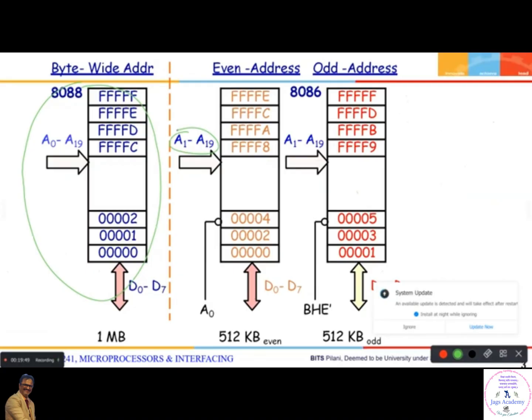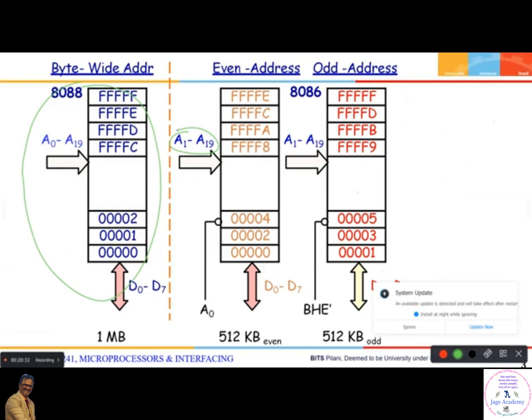To address 512 kilobytes, how many address lines are required? This chip size is 512 kilobytes. Does it require A0 to A19 address lines? How many are required? One less, right? That's why you have A1 to A19 here. Have you understood now? Right? See, this is 1 megabyte. This requires A0 to A19. Same thing for 8086, we are dividing into one even memory bank and one odd memory bank. But if you combine them, totally it is 1 megabyte only. Right? If you look at this combination, it is 1 megabyte only.